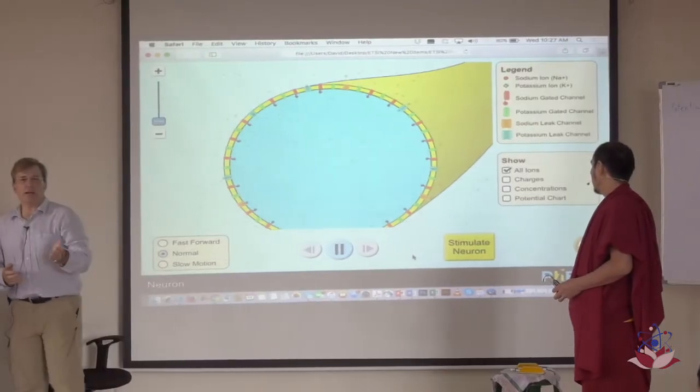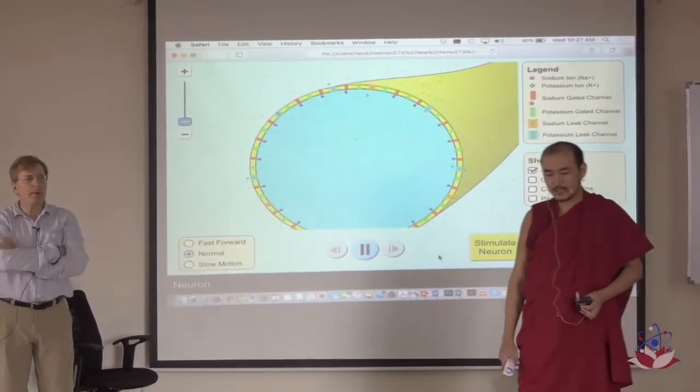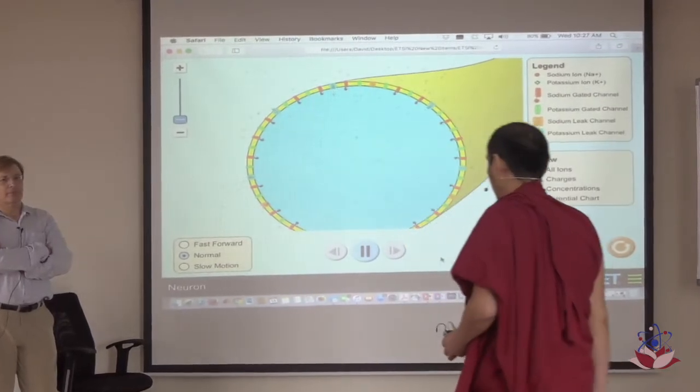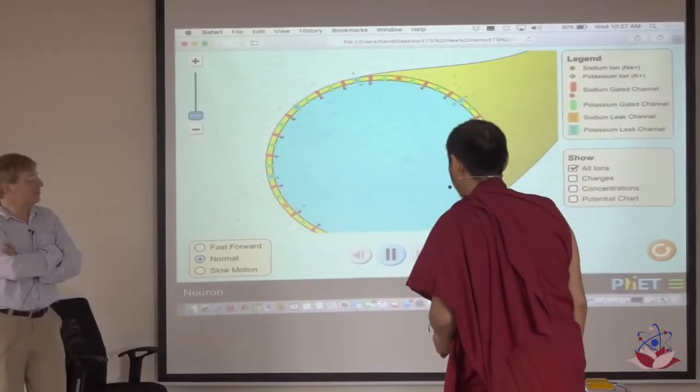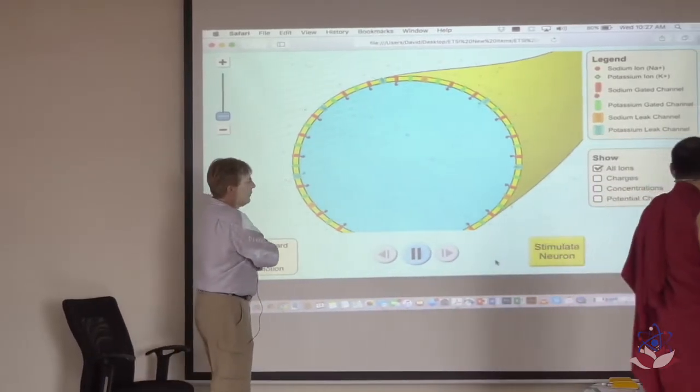Is this generating an action potential or is it at rest? Which one? Rest. So this is a nerve. This is an axon at rest.